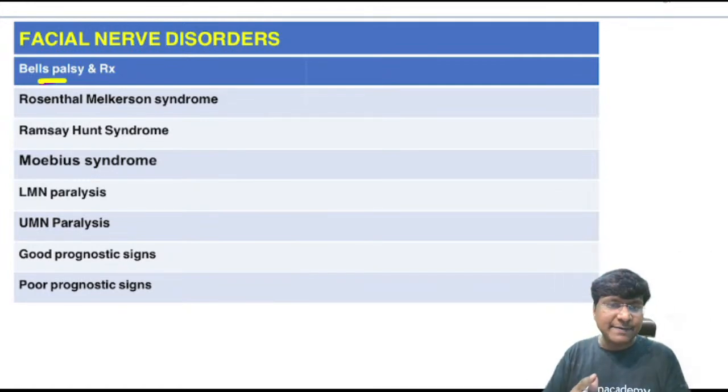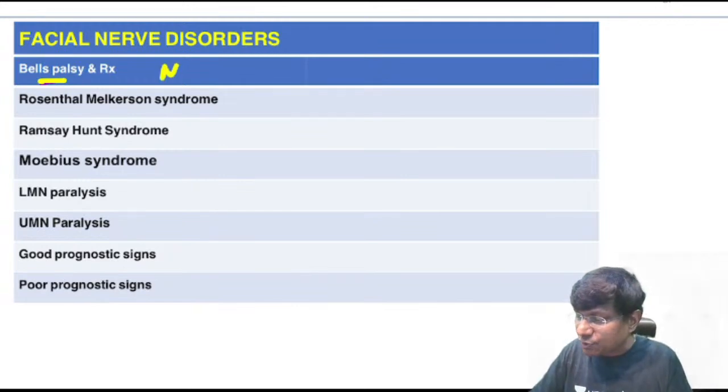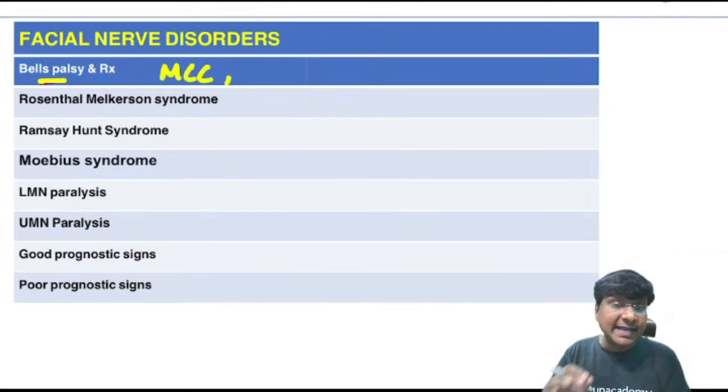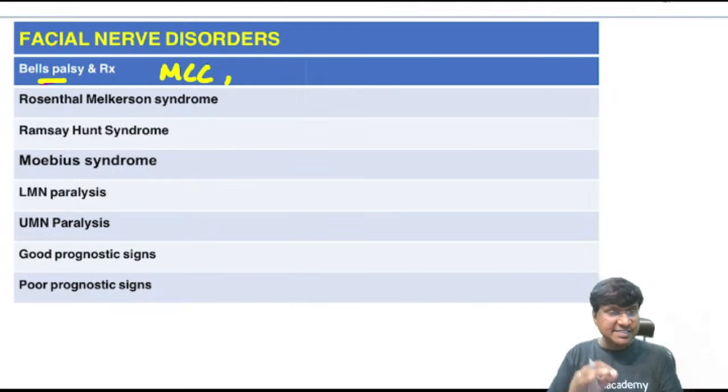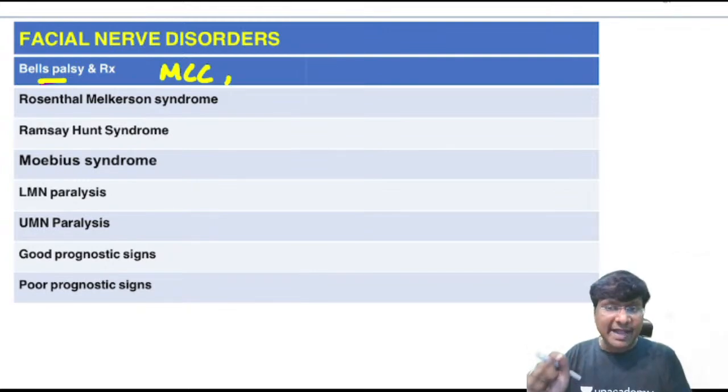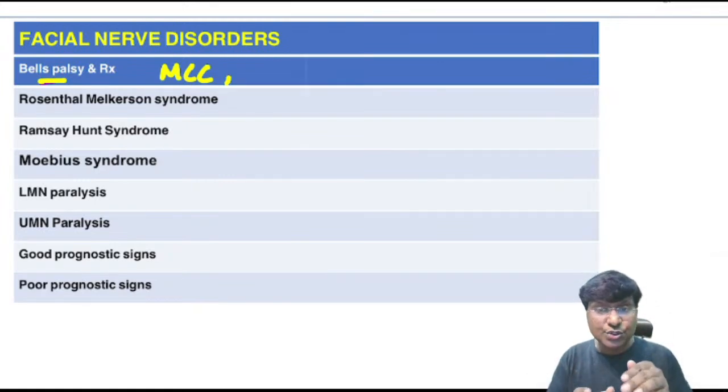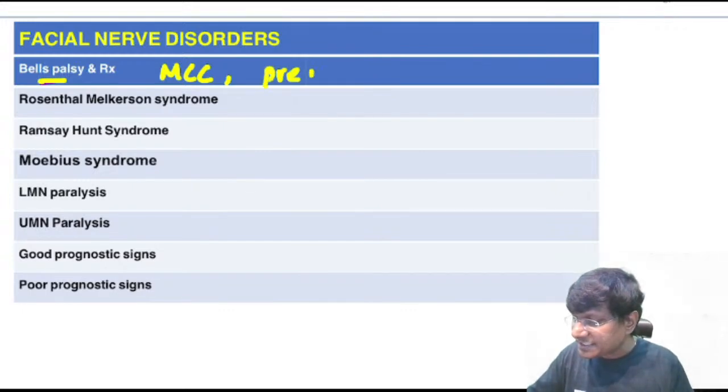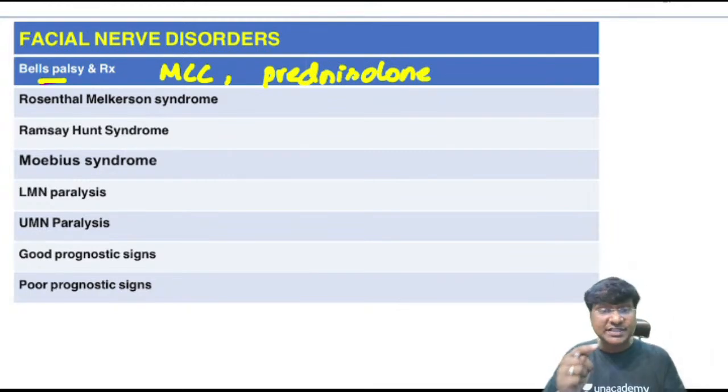If you take this Bell's palsy, this is considered to be the most common cause of the lower motor neuron type of facial nerve palsy. Now, how do you treat Bell's palsy is a very important question. For the management of Bell's palsy, if the patient presents to you within 72 hours, then you can give steroid, that is prednisolone, within 72 hours of onset of the Bell's palsy.